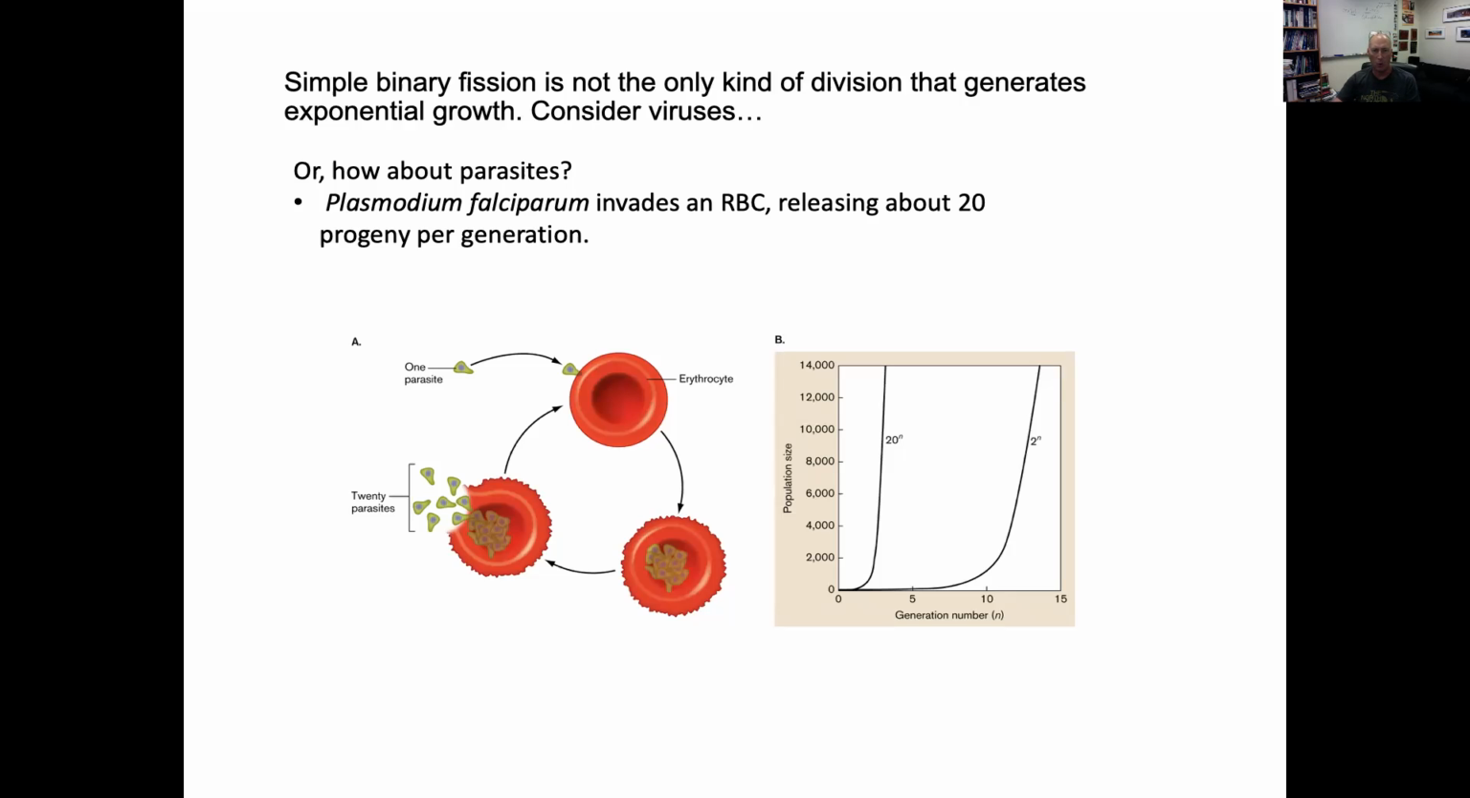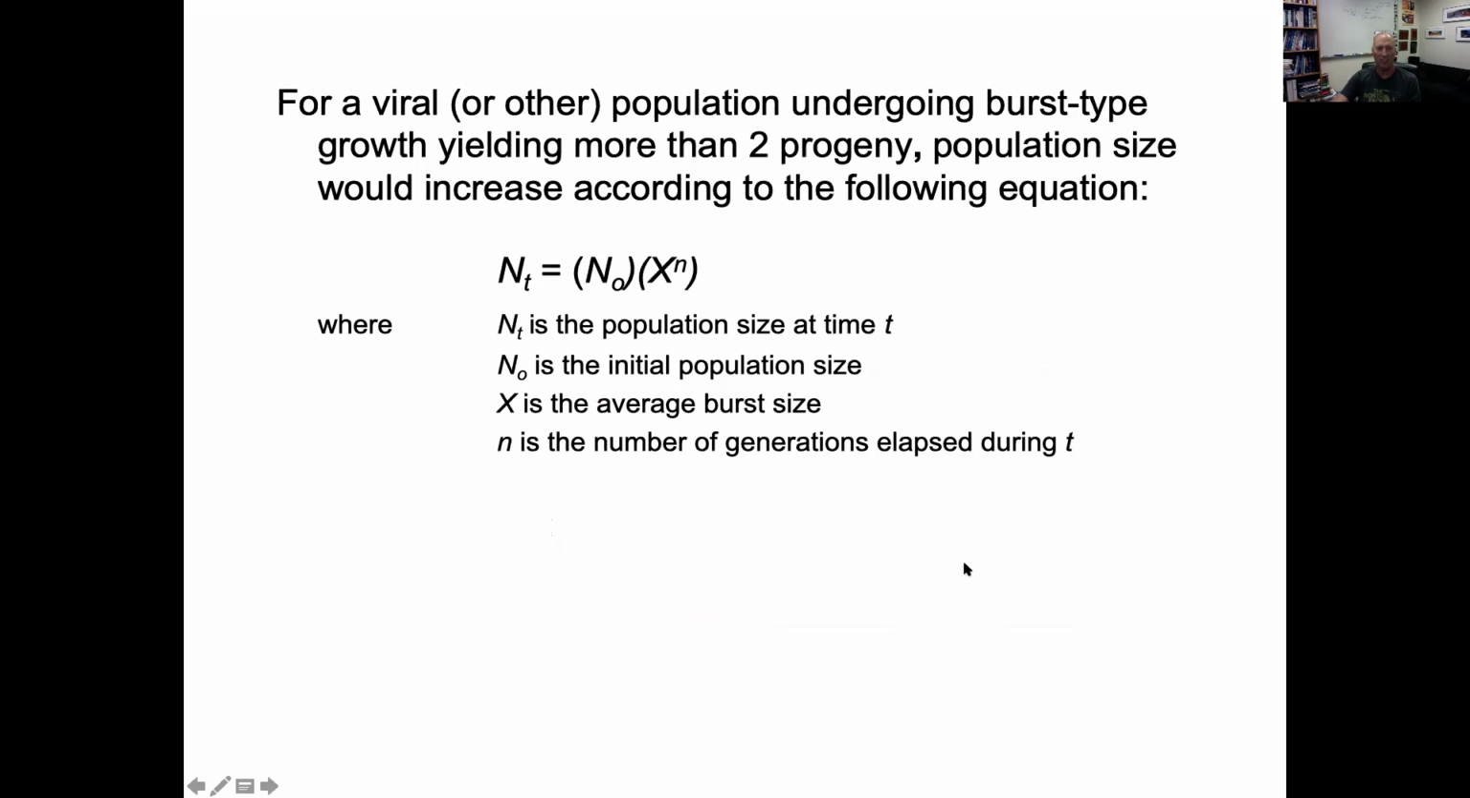So the equation for population growth looks different now, right? The number of generations is the exponent, right? The base number is different there. Instead of being 2, like in binary fission, it's going to be whatever the burst size is.